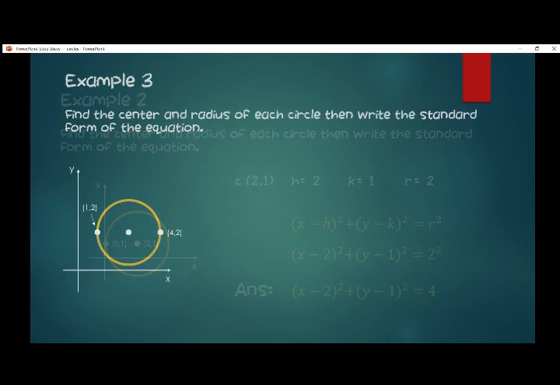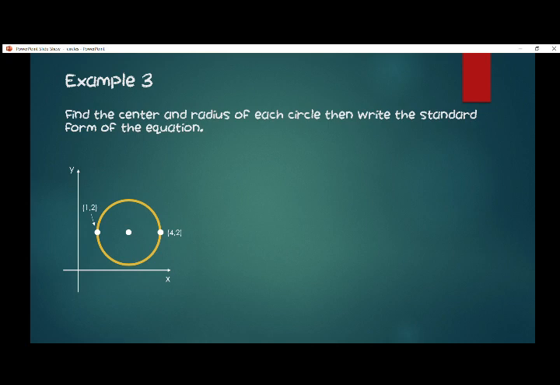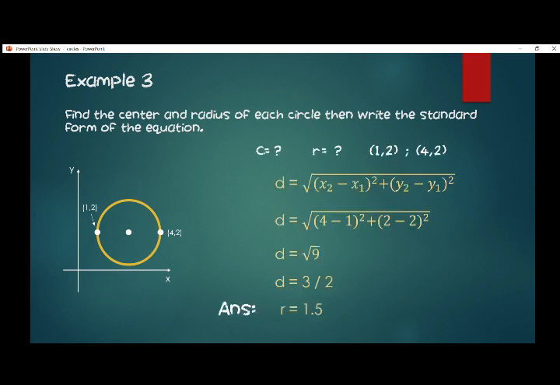Example number 3. Meron tayo uling given na graph ng circle sa left side. And then sulat natin yung ating mga given. So walang binigay na center, wala ding radius, pero may binigay na 2 endpoints which are 1 and 2 and 4 and 2. And then dahil walang radius, gagamit tayo ng distance formula para mahanap ang radius. And ipa-plug in lang natin yung ating values.